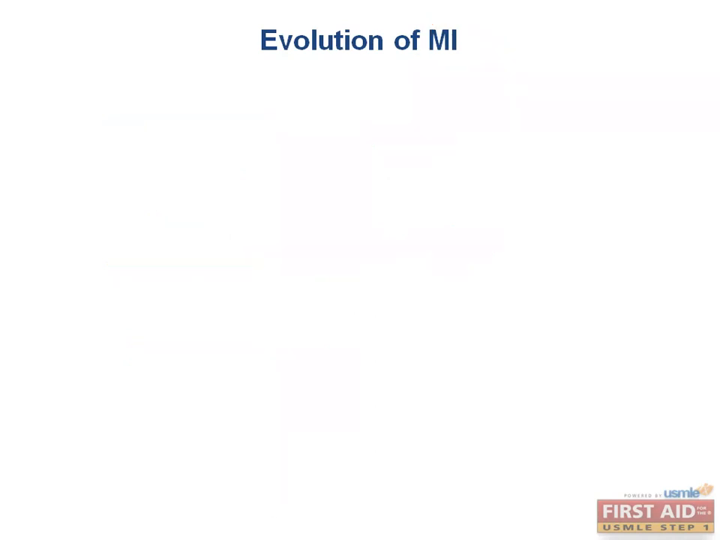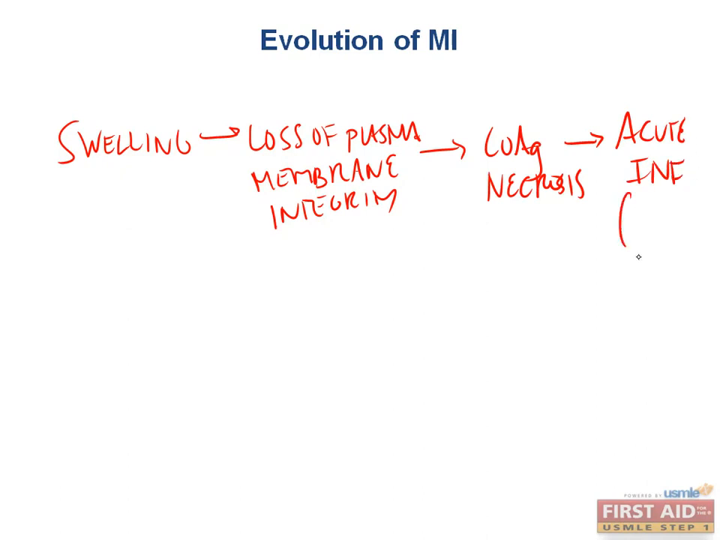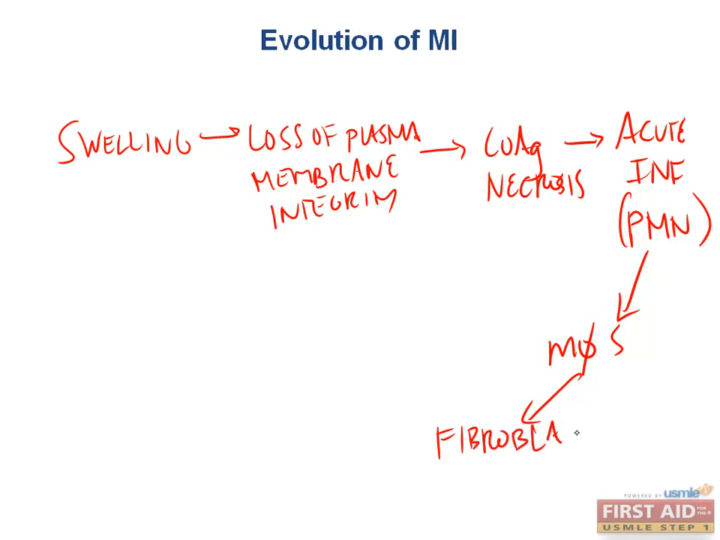The general theme behind the evolution of an MI is that it goes from swelling, so temporary reversible injury, and then you get loss of plasma membrane integrity. This leads to the onset of coagulative necrosis. This leads to acute inflammation, which is mainly mediated by polymorphonuclear cells, or neutrophils. Then you get clearance of the debris by macrophages in the later stages of the inflammatory response. And then you get fibroblast induction by the macrophages to replace the necrotic tissue that was cleared by those macrophages with scar tissue and collagen deposition.